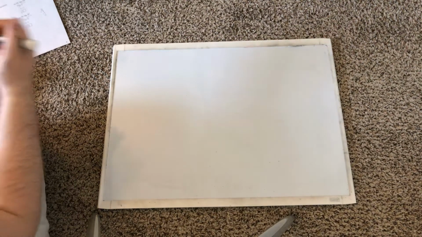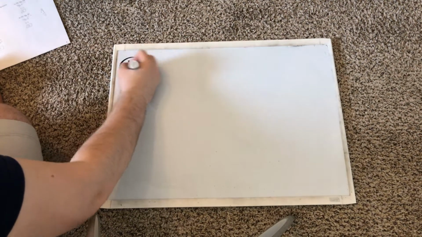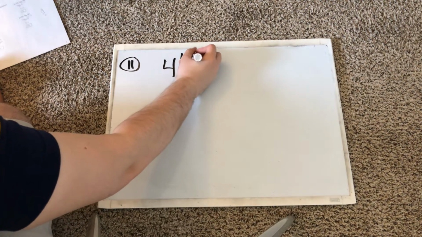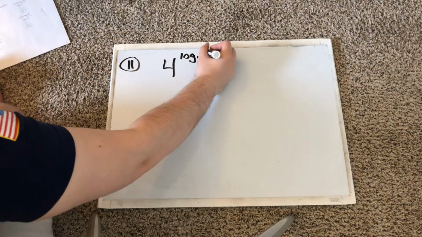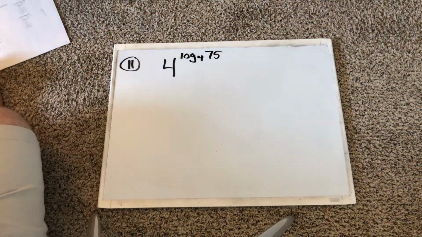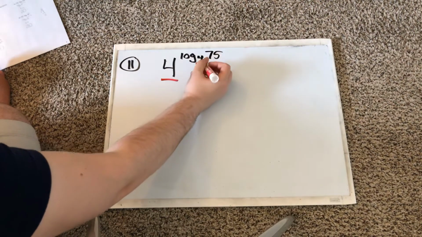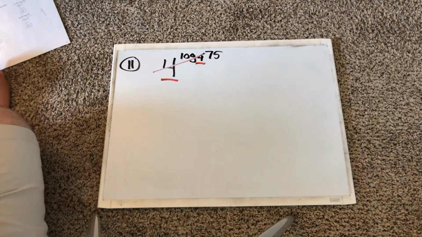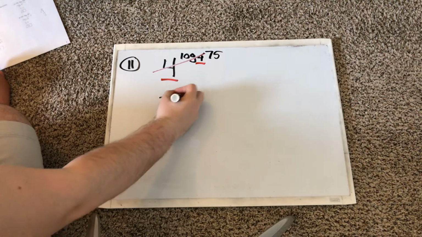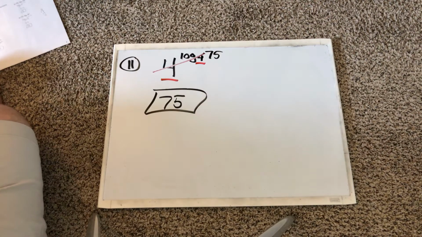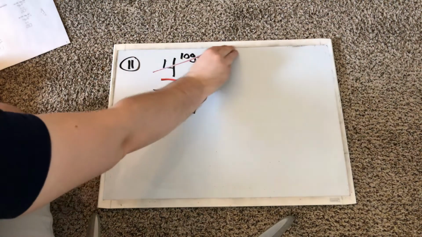For number 11, I have 4 raised to log base 4 of 75. So this is where I have a number being raised to a log. So I look, number, base of a log, the same, so those can cancel out. And we just have 75. And that's it. That's our answer.